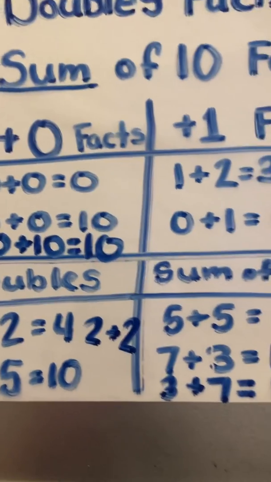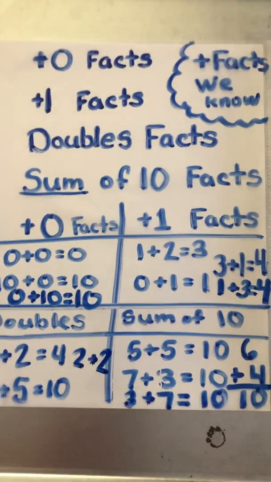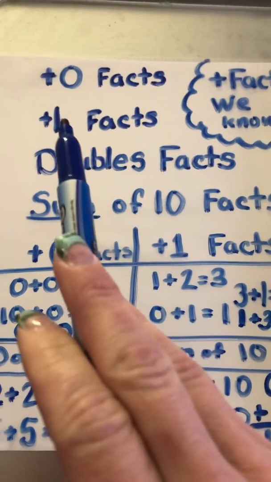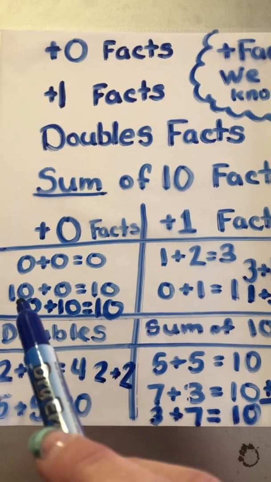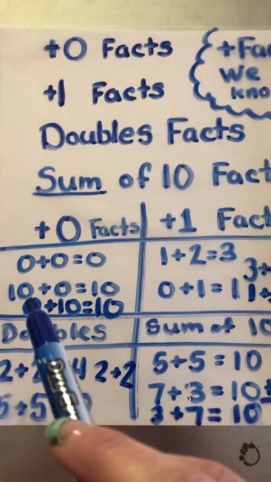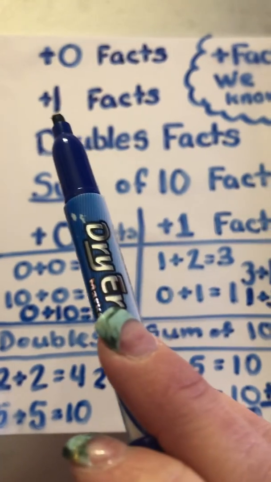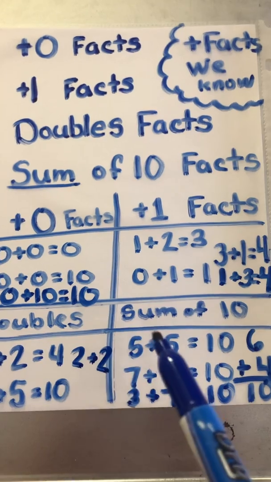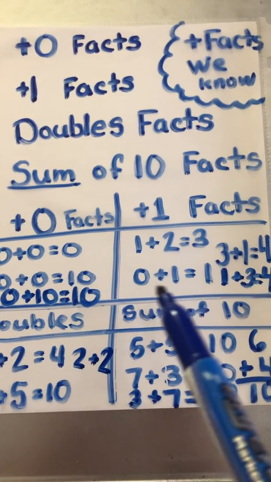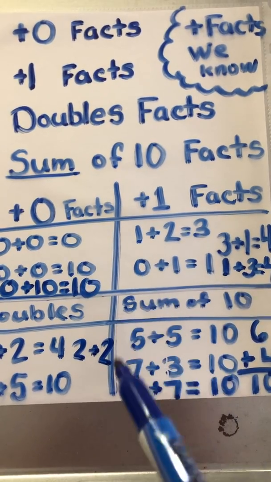So there's a review of all the types of math facts that we know this year for addition. We know plus 0 facts, where the answer is just the number you're adding to 0. So if I had 10 plus 0, the answer is still going to be 10. We have plus 1 facts, where the answer is 1 more than what you're adding to 1. So if you're adding 0 to 1, the answer is 1 more. It's just 1. 1 is 1 more than 0.